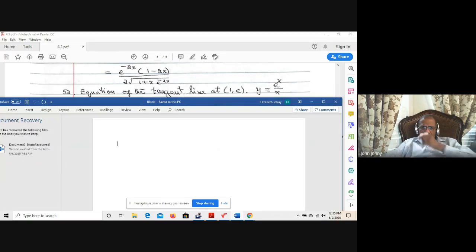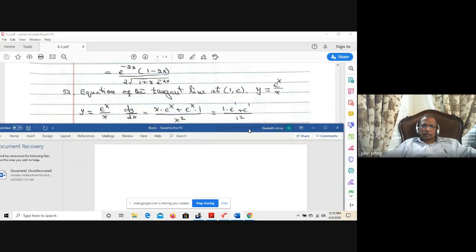(1, e). When x is 1, y is e. So it is (1, e). y is equal to e to the x divided by x. So dy over dx, because you are finding the slope of the tangent line. Slope of the tangent line is dy over dx at that point. So dy over dx is equal to x times derivative of the numerator, that is e to the x, plus e to the x times derivative of the denominator, that's a 1, whole divided by x square.